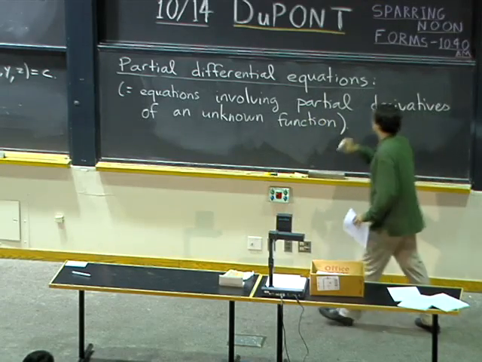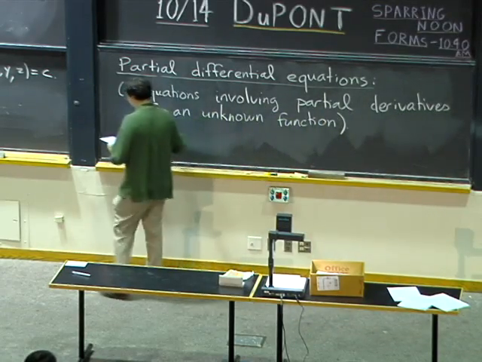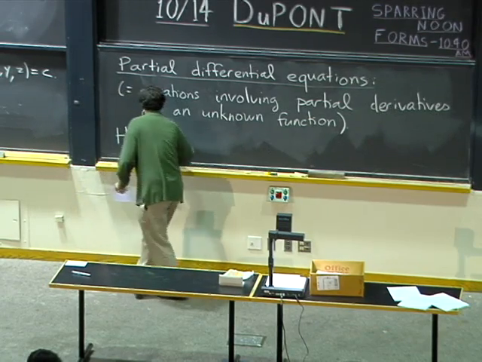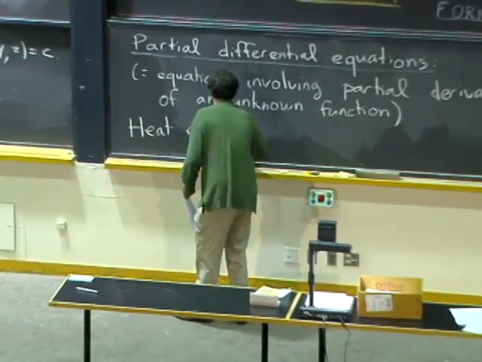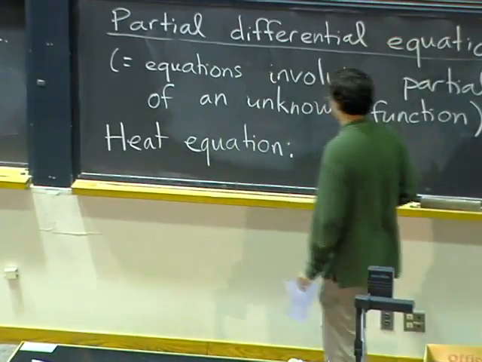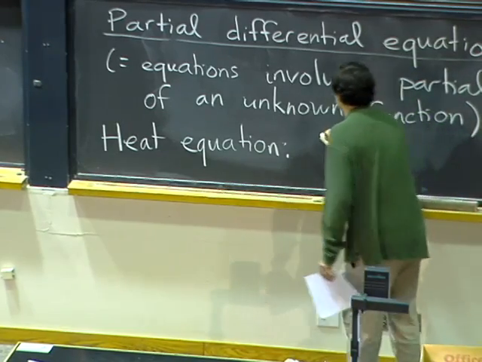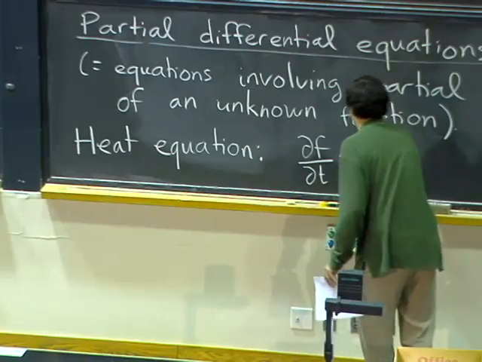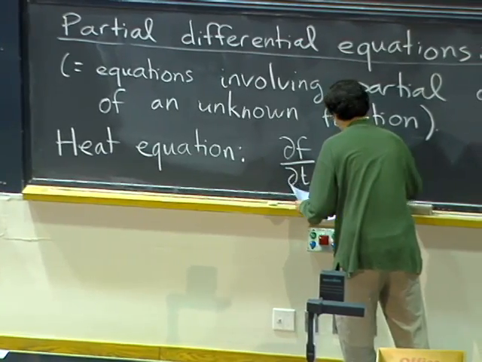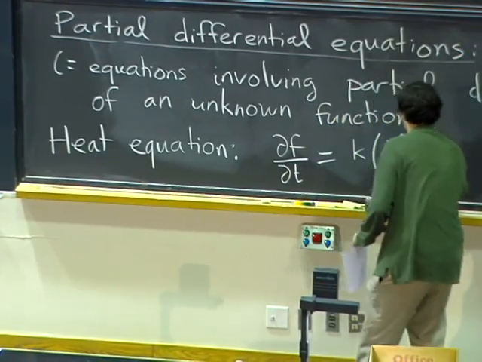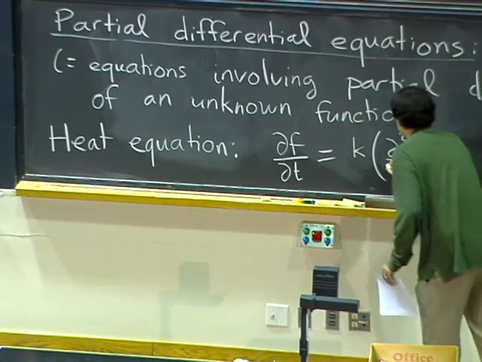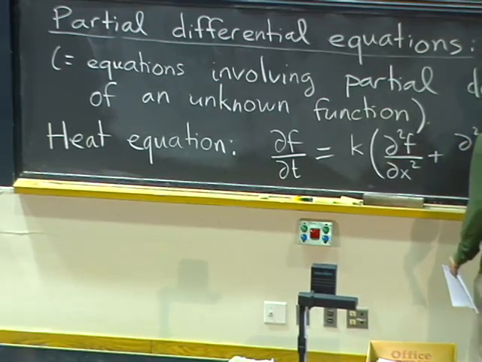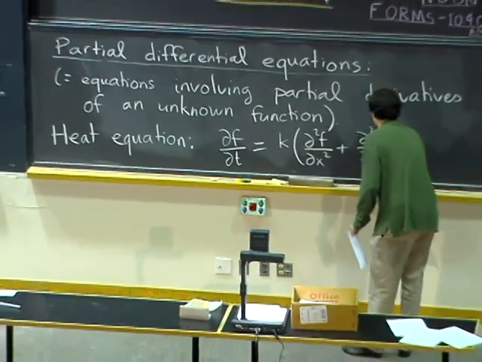So let me give you an example to see how that works. For example, the heat equation is one example of a partial differential equation. It's the equation, well, let me write for you the space version of it. It's the equation partial f partial t equals some constant times the sum of the second partials with respect to x, y, and z.